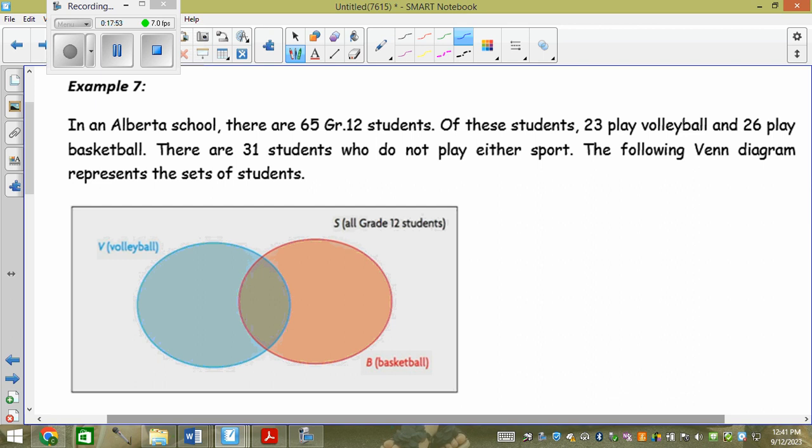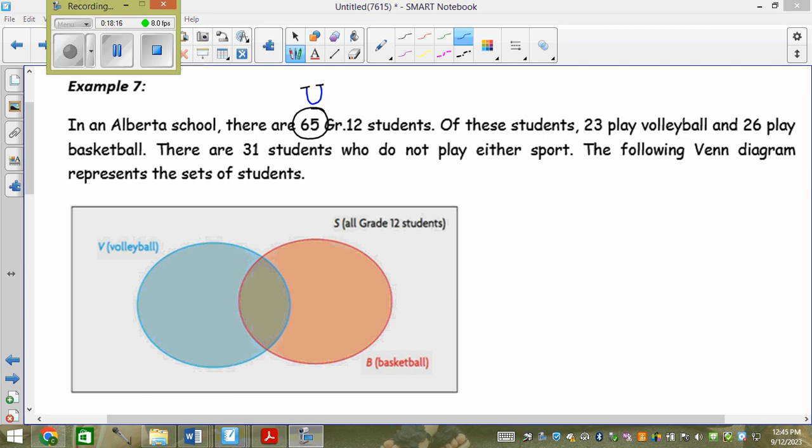In an Alberta school, there are 65 grade 12 students. Of these students, 23 played volleyball, 26 played basketball, 31 played neither. Fill in the Venn diagram. Go.